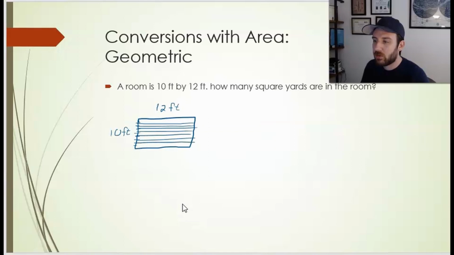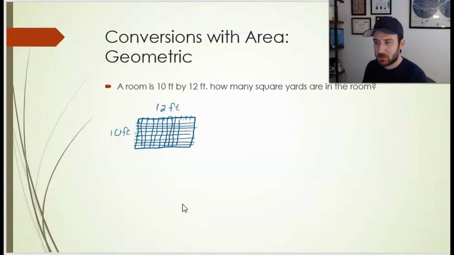So that 1 foot I can track all the way across the room. For the 12 feet, I can do the exact same thing. I can say that's 1, 2, 3, 4, 5, 6, 7, 8, 9, 10, 11, 12. So I think we could track that all the way through as well. And take a look at what we've created. We've created squares that fill up the room, and each of these squares is 1 foot by 1 foot.